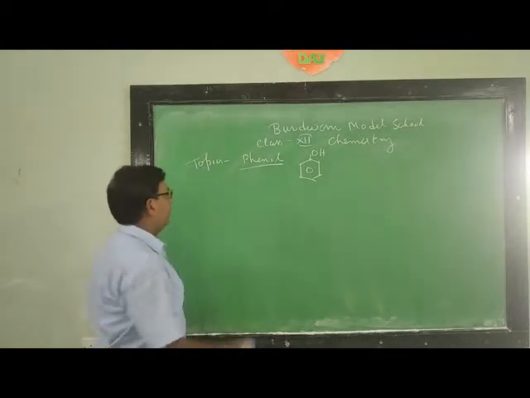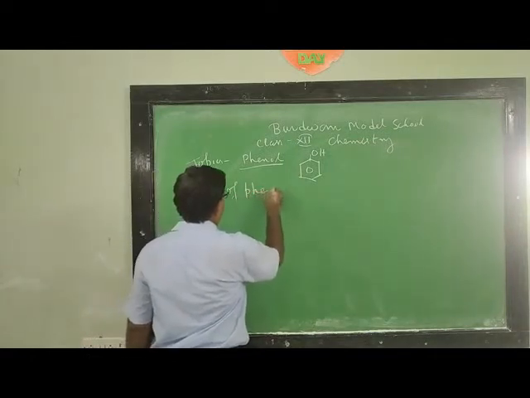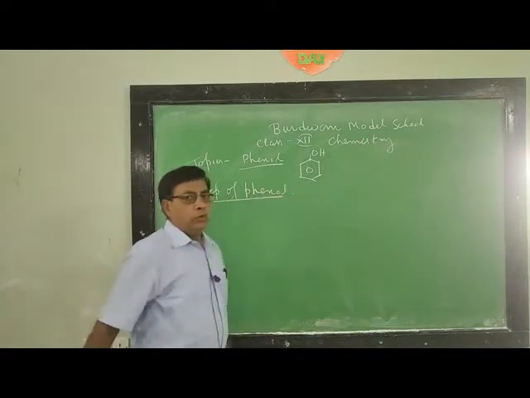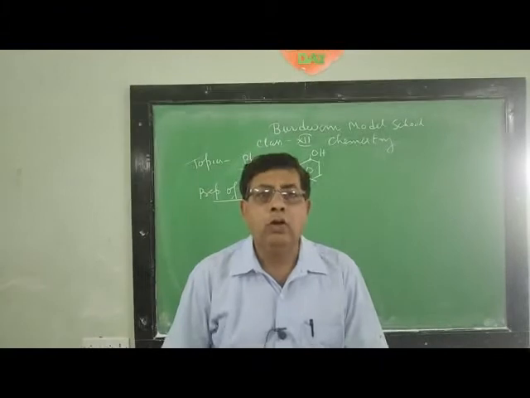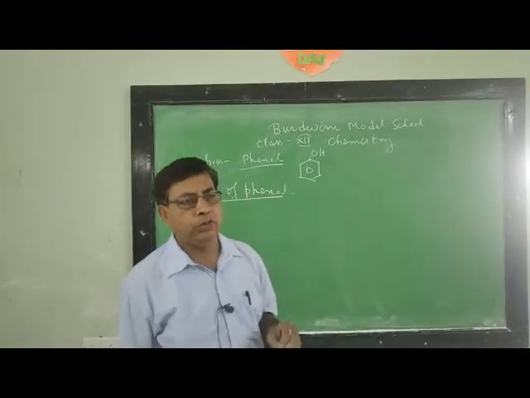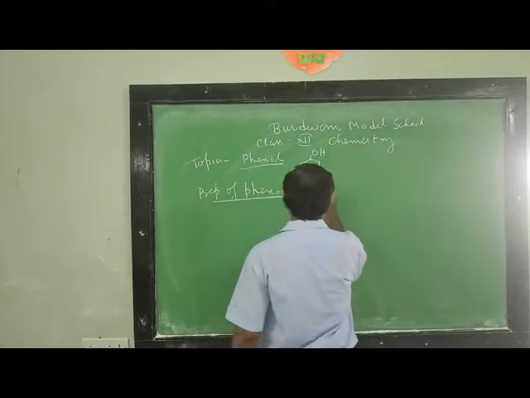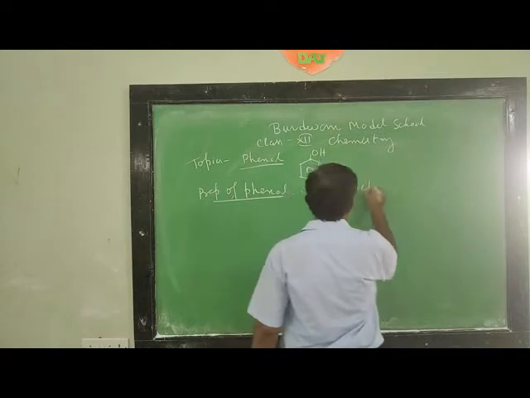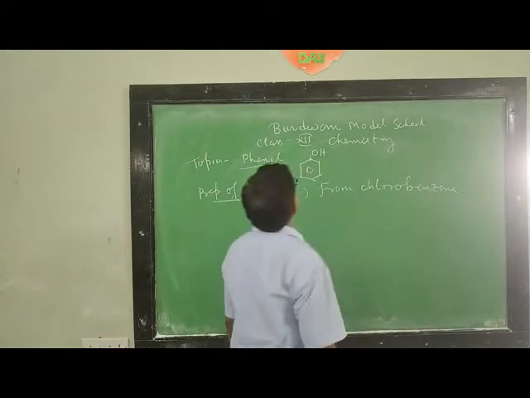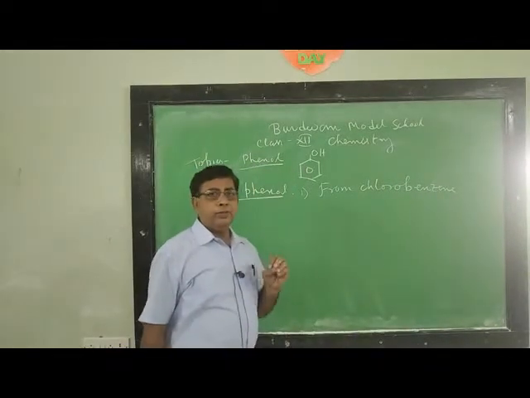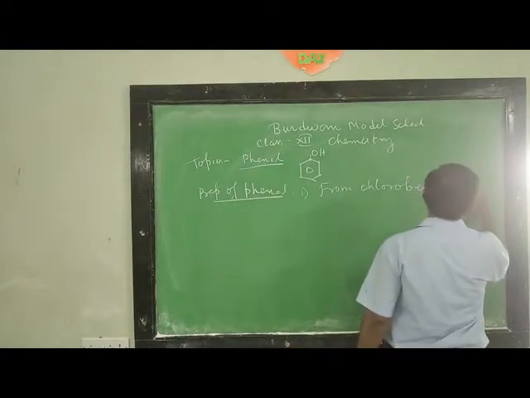How will you prepare phenol? First method, preparation of phenol. We can prepare phenol either from benzene, or from chlorobenzene, or from aniline. In your NCERT book, there are 4 main methods for the preparation of phenol. Number 1, from chlorobenzene. This is a very important method for the preparation of phenol. The name of this method is Dow's process.